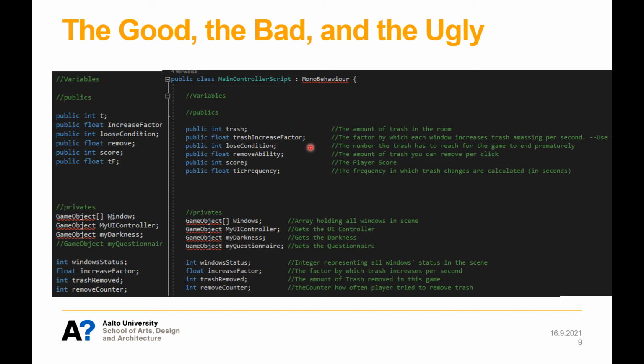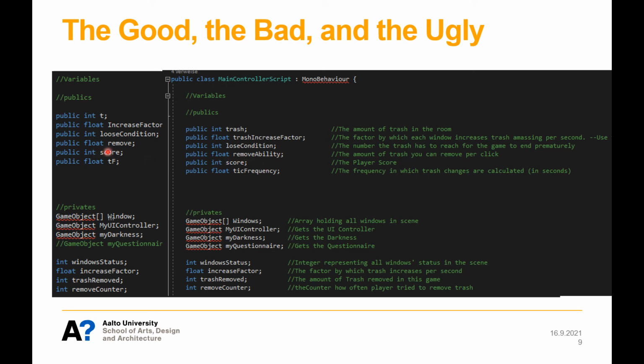Likewise, the increase factor is now the trash increase factor. So you know explicitly that the trash is being increased and nothing else. Of course, you also have to use the variable like this in the code. Lose condition is now searchable. If you want to know at what point the player loses, you can type lose condition into the search bar and it will come up.